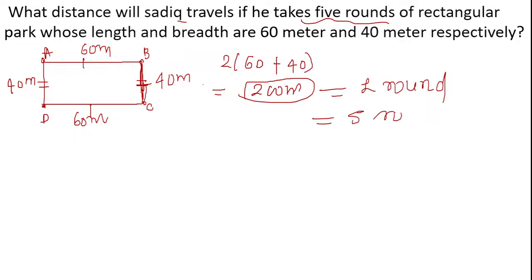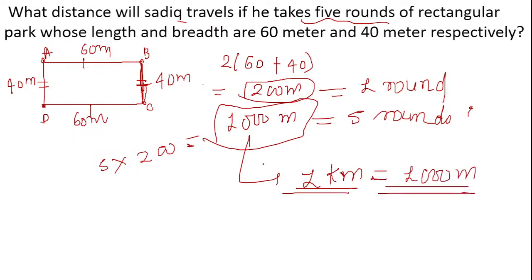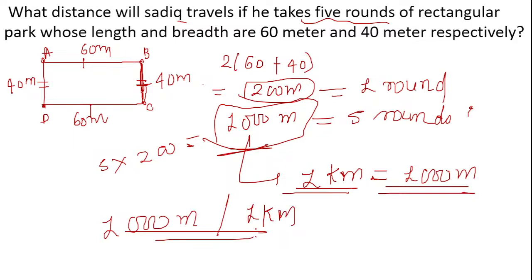So for 5 rounds, how much will he travel? He will travel 1000 meters. Am I right? That is 5 into 200 meters, which gives us 1000 meters. If the options are given in kilometers, we can convert 1000 meters into kilometers, which equals 1 kilometer, as we know 1 kilometer is equal to 1000 meters. So the correct answer for the given question is 1000 meters or 1 kilometer. Got it? This question was based on the rectangle.